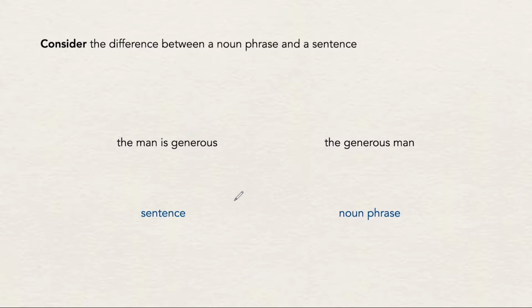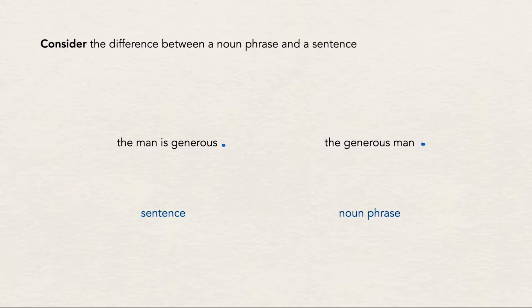So the sentence here, the example we've given, is the man is generous. And I could put a full stop at the end of this sentence and it would make perfect grammatical sense. I've raised a topic, the man, and I've given some news about that topic. I've said the man is generous. In contrast, if we look at the noun phrase, we can say the generous man. Now, if I put a full stop there, my English teacher would not be happy with me at all, because that's really not grammatically correct in English.